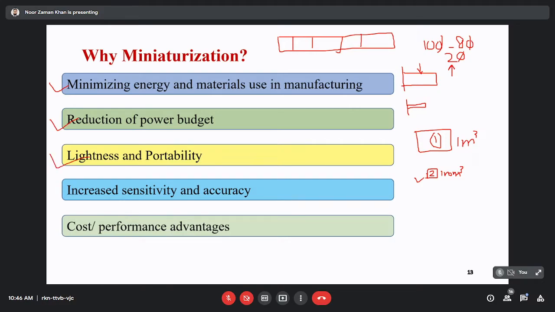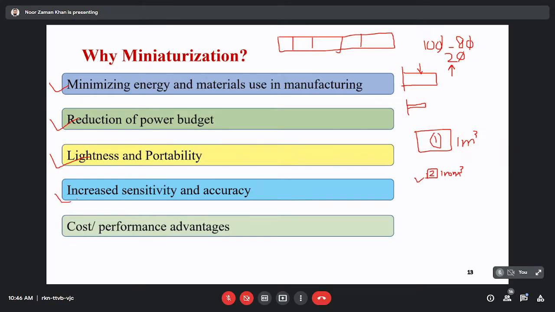Lightness and portability. If the component is small, then it would ultimately be a light component, and if the component is light in weight, it would be portable. So what is portability? If the component is small, then it will be easily transferred to another location without utilizing highly sophisticated material handling devices. You pick up the material with your hand and place it somewhere. So also due to portability.